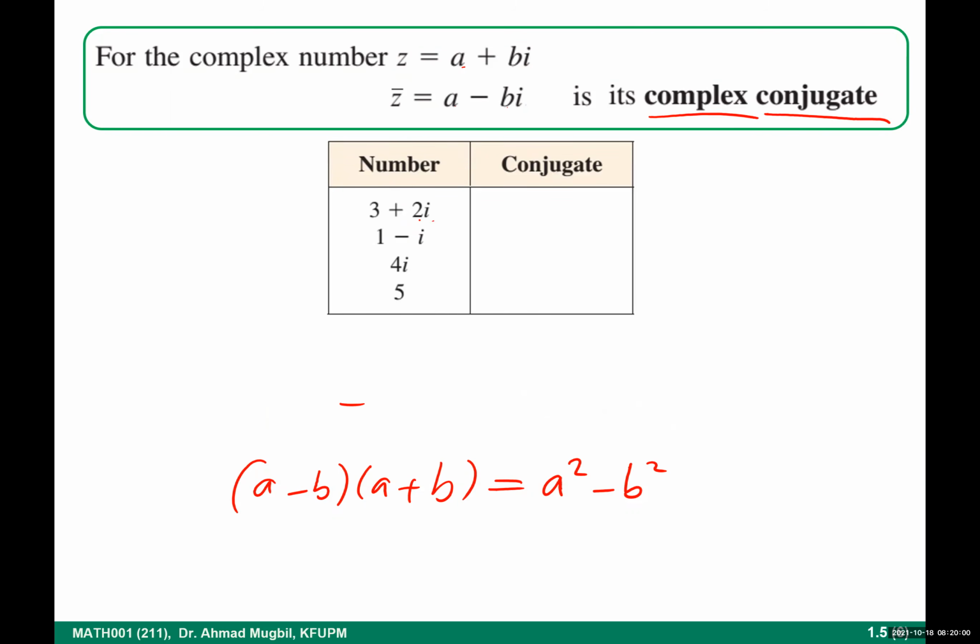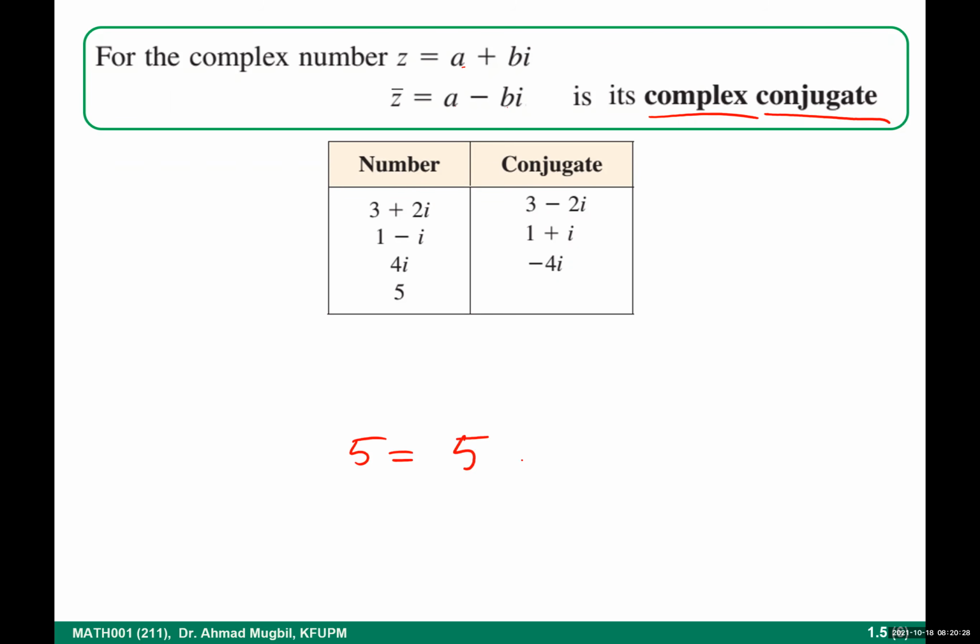What is the conjugate of 3 plus 2i? 3 minus 2i, you are right. What is the conjugate of 1 minus i? 1 plus i. What is the conjugate of 4i? Negative 4i. Just change the sign of the imaginary part. What is the conjugate of 5? Negative 5? Why would it be negative 5? 5 is 5 plus 0i. So its conjugate is what? If this is z, what will be z bar? 5 minus 0i. The complex conjugate.